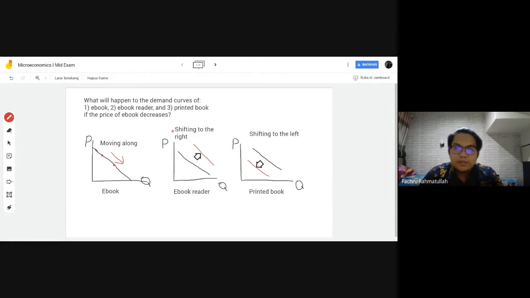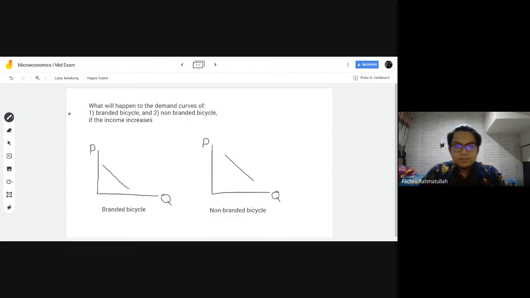Let's move to the B question. In this question B, two curves are given. The first curve is branded bicycle and the second is non-branded bicycle. The question is, if the income of the people increases. We like to think that if we have more money, we will buy better quality. So as consumers, we will be buying more branded bicycles. So it means that the branded bicycle quantity will be increasing.